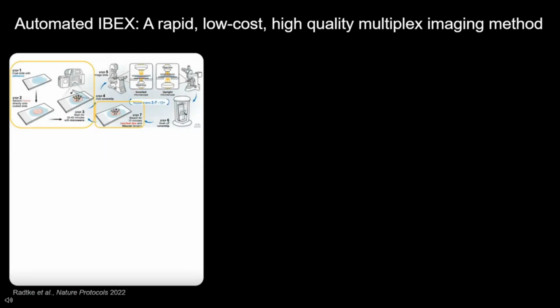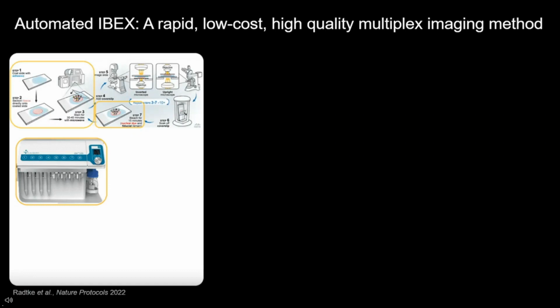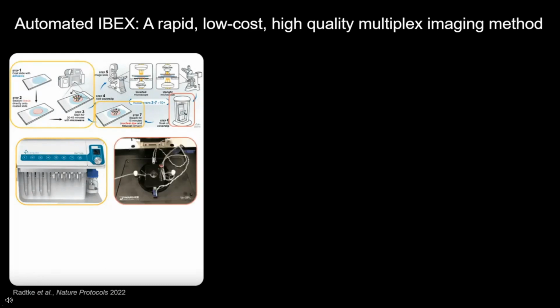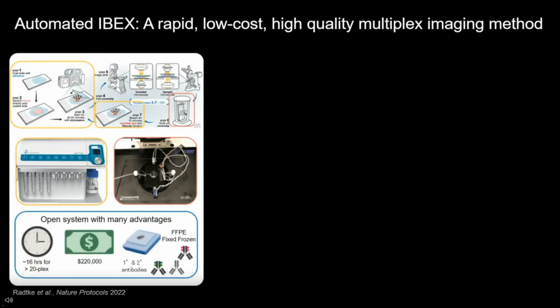In order to scale, we delivered these solutions using a fluidics device. Instead of taking the sample and soaking off the cover slip before the dye inactivation, we actually keep everything on the microscope stage. In summary, what we've created is an open system that has many advantages, both cost and time, while maintaining its versatility and being able to use primary and secondary antibodies and diverse tissue preservation methods, both fixed, frozen, and FFPE.